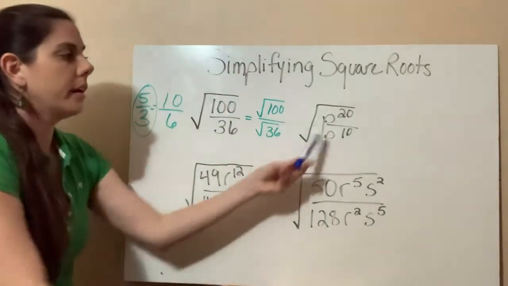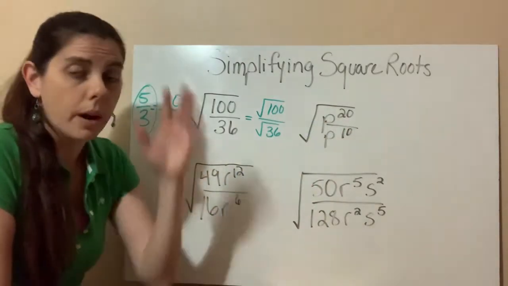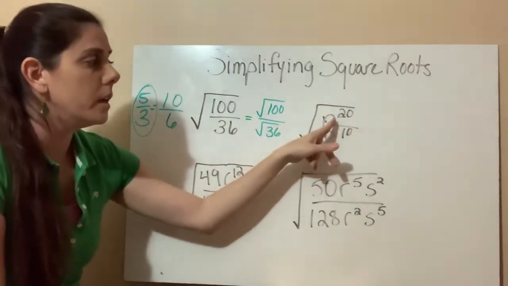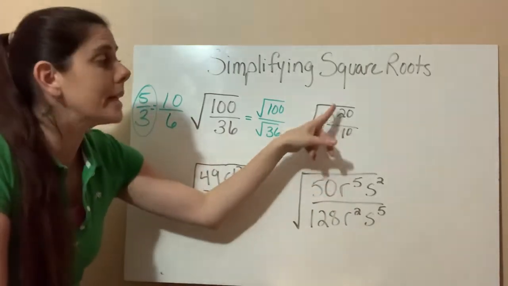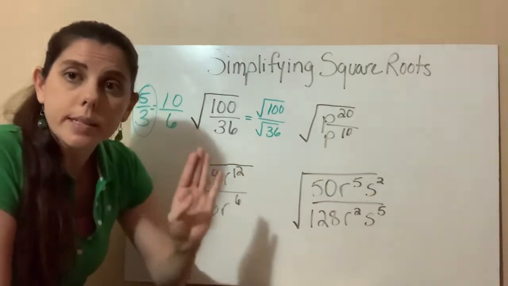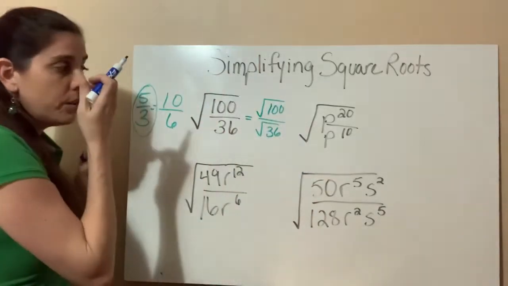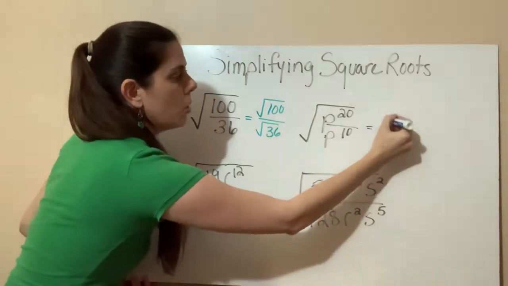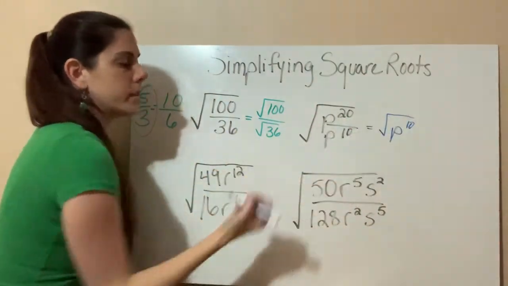So now let's apply that to variable terms that are underneath the radical sign. How do we deal with that? Again, there's two ways. When we look at this, the p to the 20th divided by p to the 10th, we remember our quotient rule and say, oh, we can simplify what's underneath this before we do anything else. So if you want to simplify first, that is one way to do it. So p to the 20th divided by p to the 10th would just equal p to the 10th. 20 minus 10 equals 10.